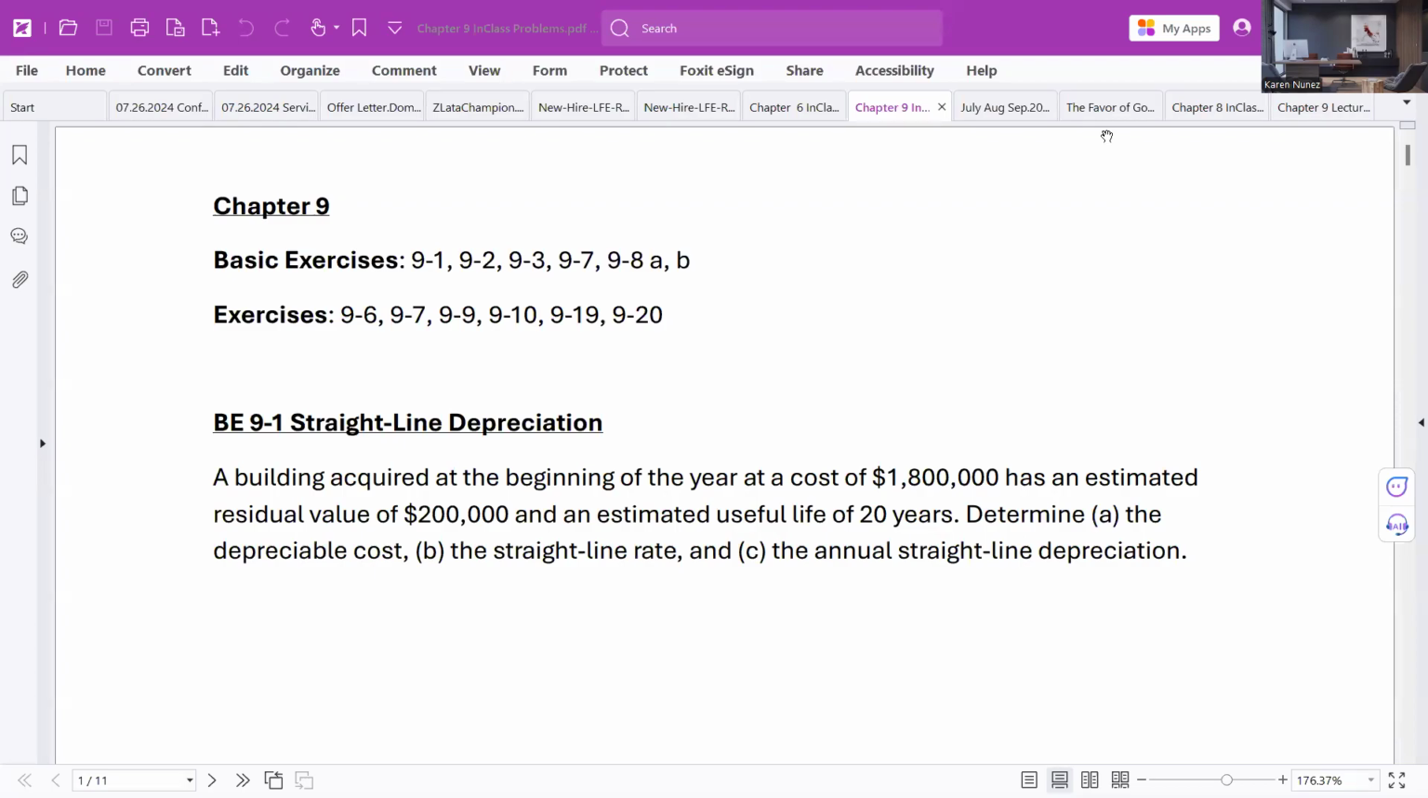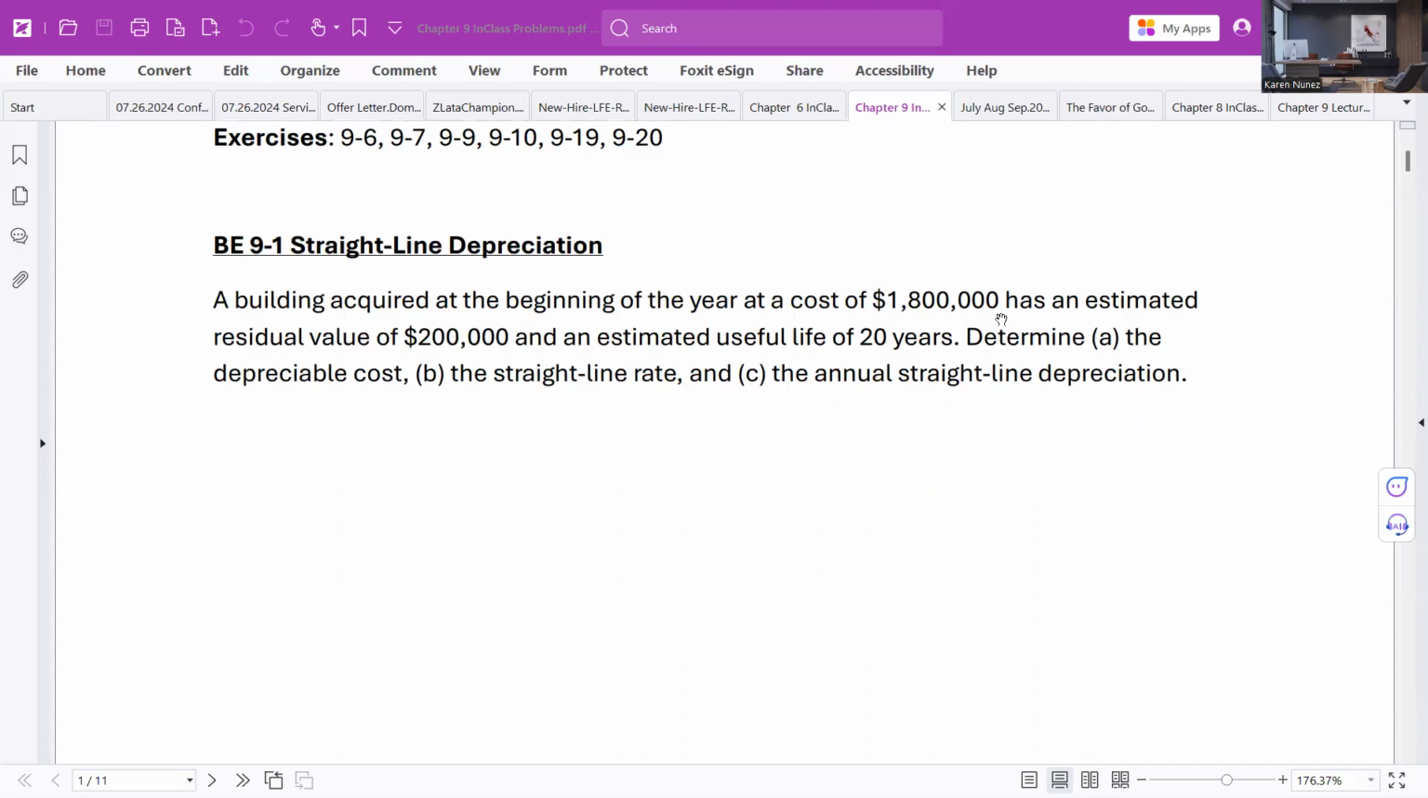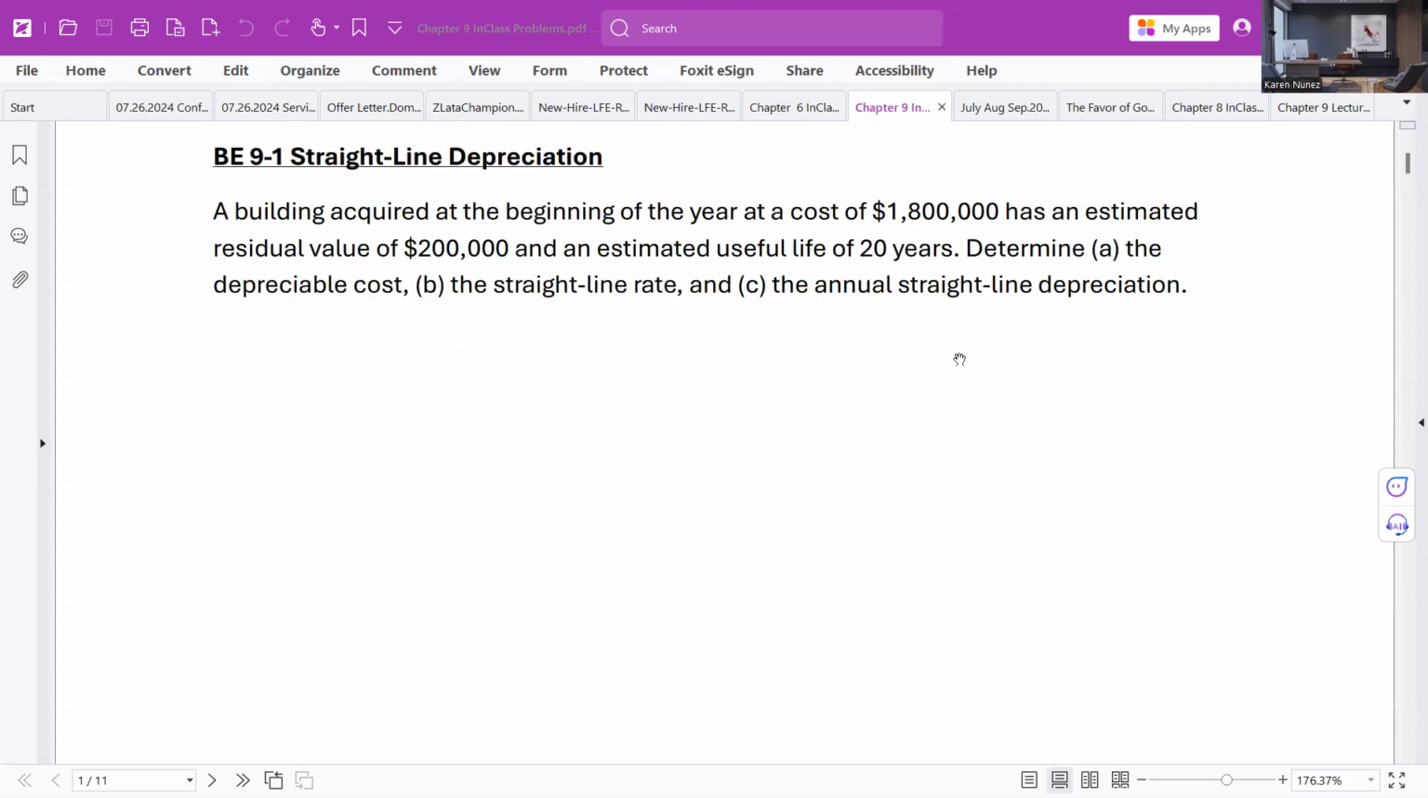Hello, welcome to the Chapter 9 problem solving session. So we're going to look at the depreciation, depletion, and amortization problems that I've assigned in Chapter 9. Let's start with straight line depreciation.